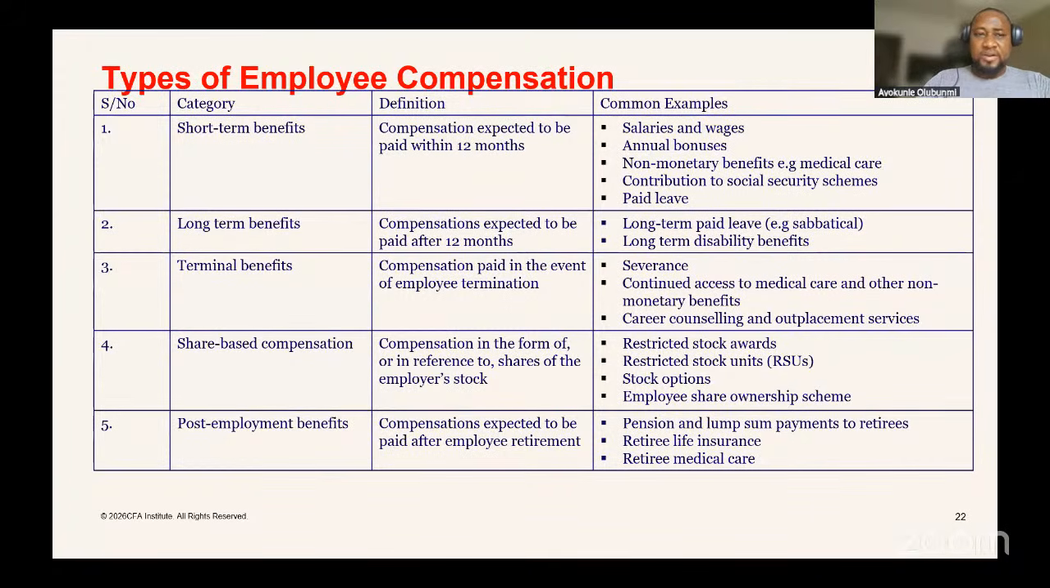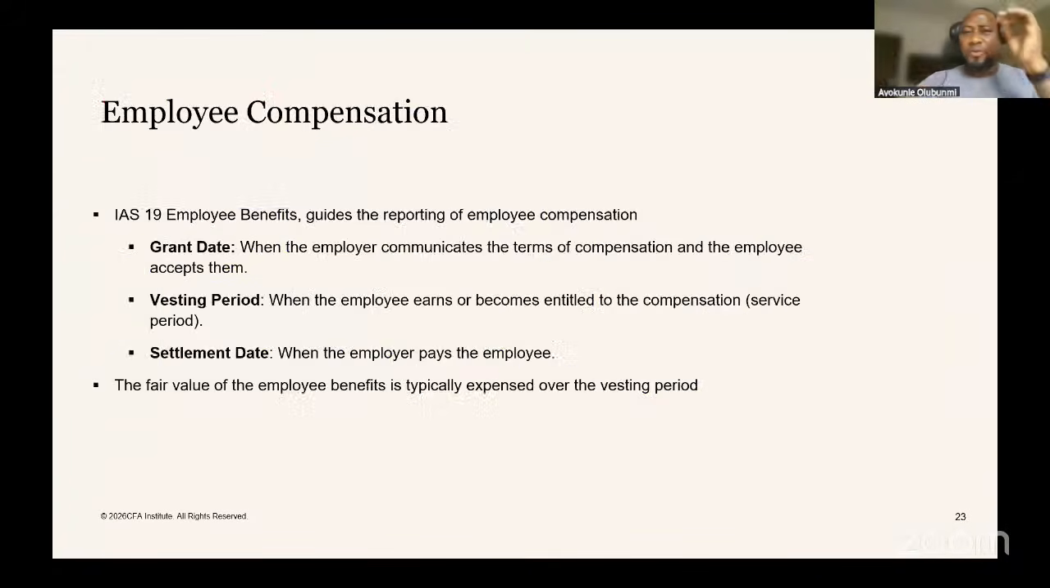Okay, right. Now, for employee compensation, there are 3 very important dates that are very crucial. The first one is the grant date. So the grant date is the day that compensation is complete, it is communicated with the employee and the employee accepts it. Okay, that's the grant date, right?